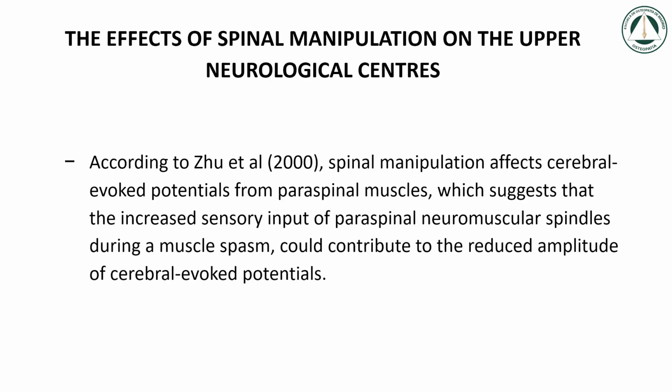The effects of spinal manipulation on the higher neurological centers. According to Indahl et al., 2000, spinal manipulation affects cerebral evoked potentials from paraspinal muscles, which suggests that the increased sensory input of paraspinal neuromuscular spindles during a muscle spasm could contribute to the reduced amplitude of cerebral evoked potentials.